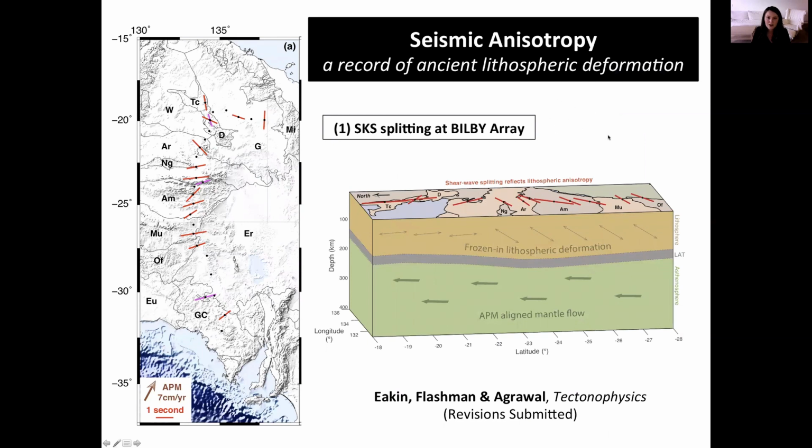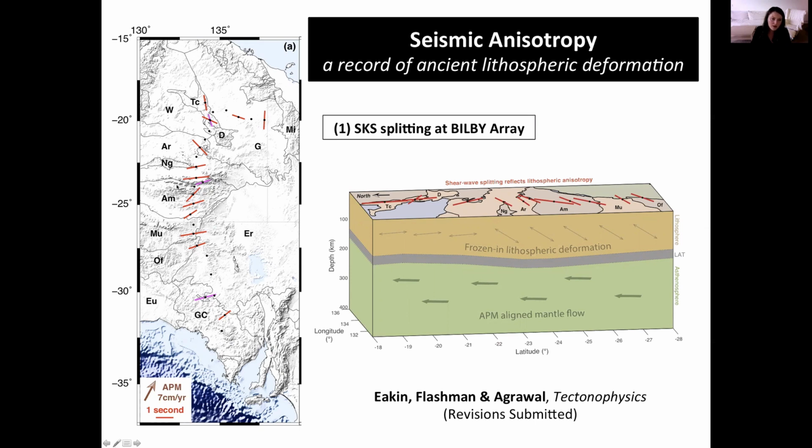And lastly, I'd just like to share some recent results from seismic anisotropy, looking at the patterns across the Australian continent. Here I'm showing results of SKS splitting along the Bilby Array, which was a linear transect of 25 stations from north to south across central Australia that operated from 2008 to 2011. And this is work that's currently in revision at Tectonophysics, and hopefully will be out soon.